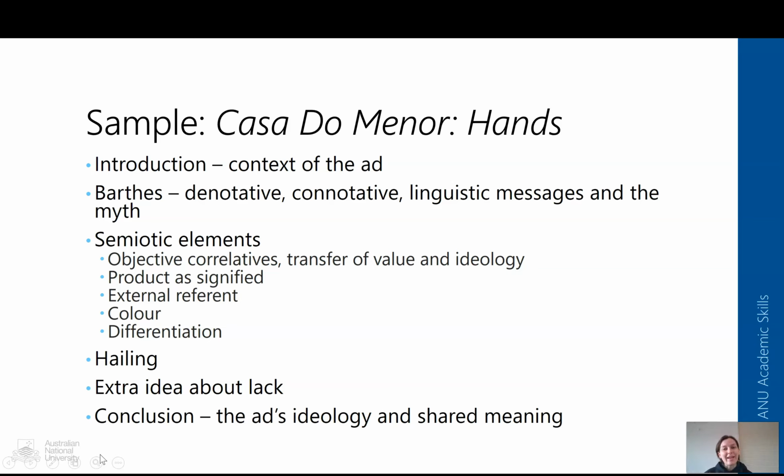And then they move on to hailing, so Althusser's idea, taking it back to the complex ideas. And then they add an extra idea. Now keep in mind that for this essay, you don't need to include any extra sources. You just need to talk about what you've been covering in the course so far. So extra ideas won't necessarily get you any extra points. You really need to do a very good job of analyzing the ad's meaning based on the signs and semiotic elements within the ad, thinking about Althusser, Barthes and Williamson's terms.